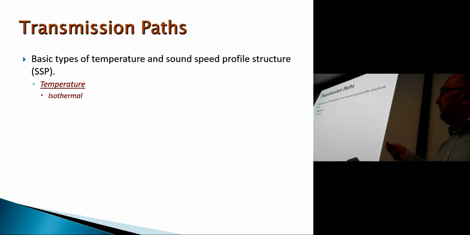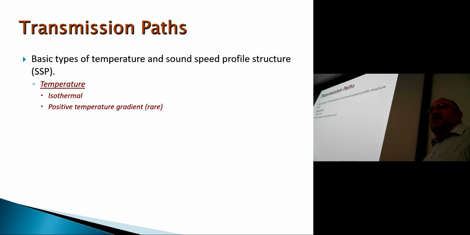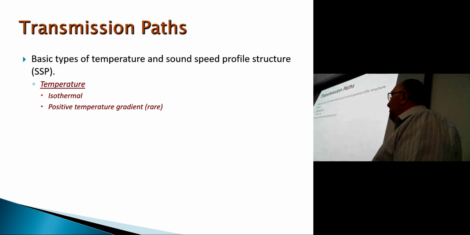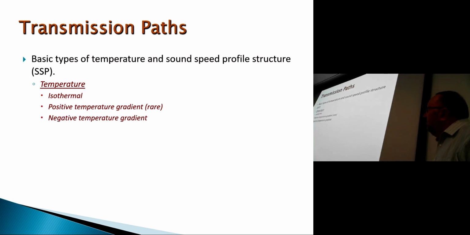This is what we start talking about, different types of profile. In temperature, we talk about isothermal, mentioned it before: no change in temperature with depth. A positive temperature gradient is fairly rare. We mentioned it briefly with the outflow from the Gibraltar Straits, where the temperature at depth is greater than at the surface. Not that many areas of the globe exhibit that type of gradient. Normally it's a negative temperature gradient where the temperature falls off with depth. It's what you'd expect.